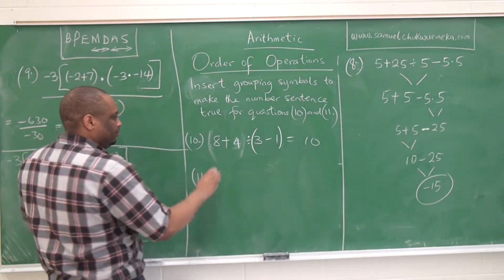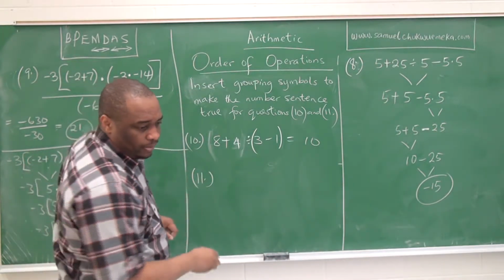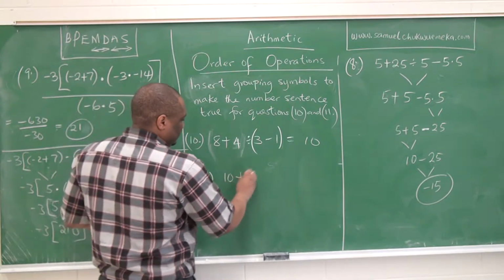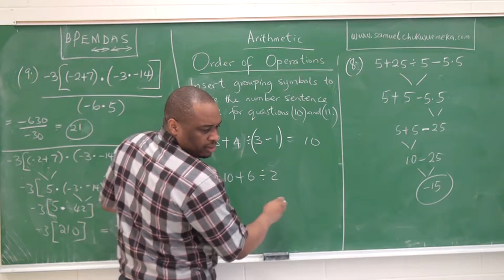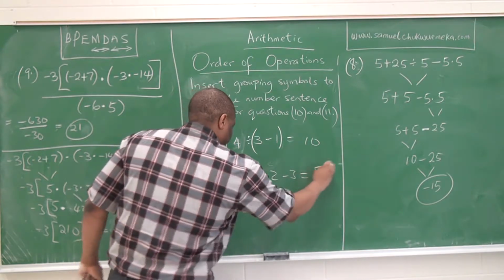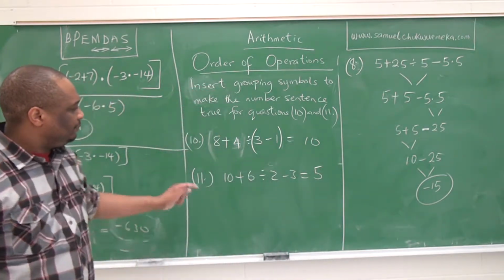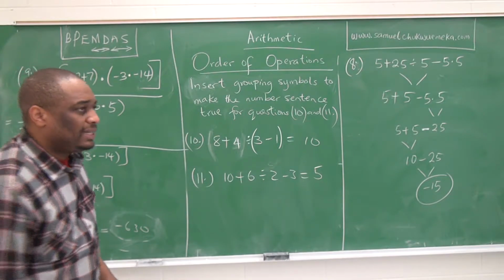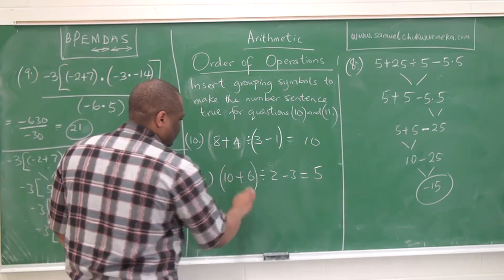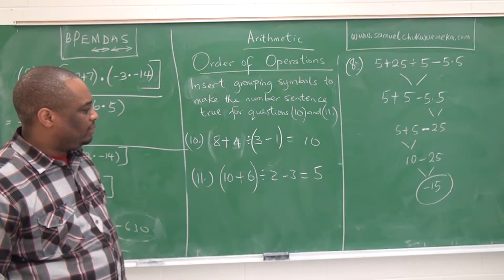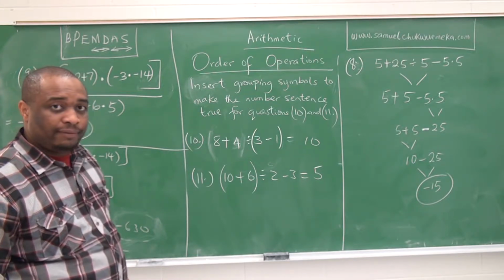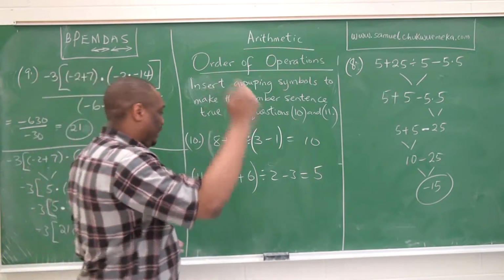Then number 11, 10 plus 6 divided by 2 minus 3 equal to 5. So here, if I start with the first one, I put this here. 10 plus 6 is 16. 16 divided by 2 is 8. 8 minus 3, 5. Yay! I got it right away.